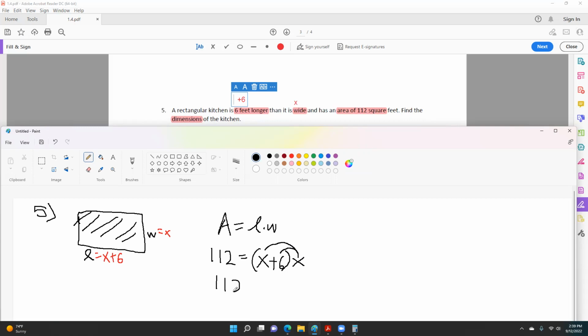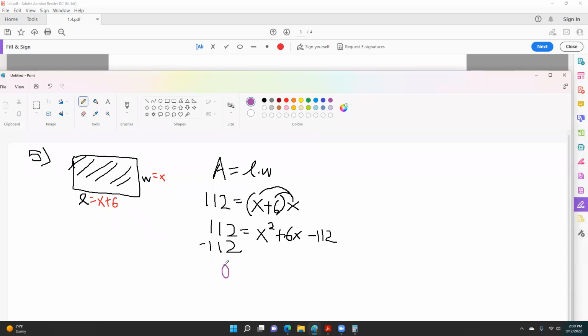So we get 112 equals X squared plus 6X, since X times X is X squared and X times 6 is 6X. Then we have to subtract 112 so that it equals 0. So we will subtract 112. This is what we call the general form of the quadratic equation. Now we need to solve for X, and there are 4 ways to do it.